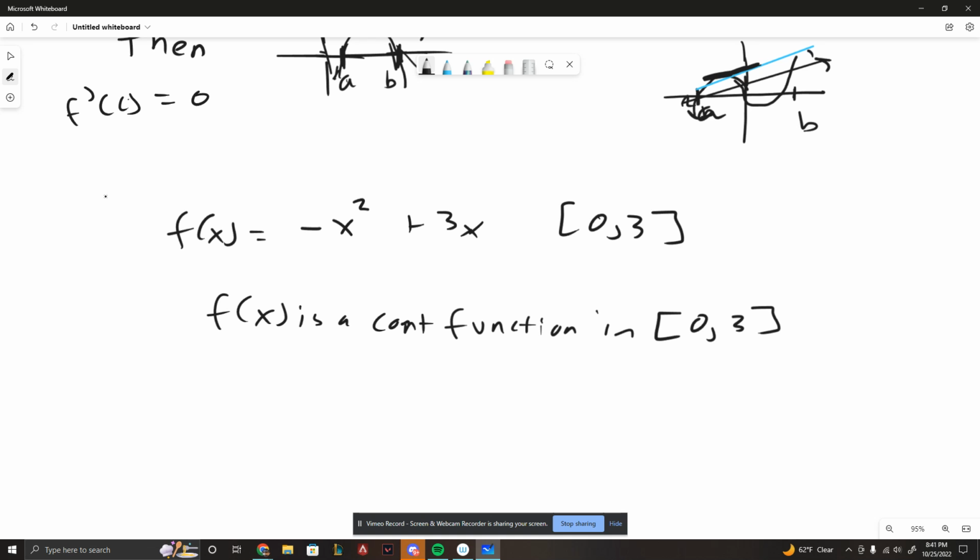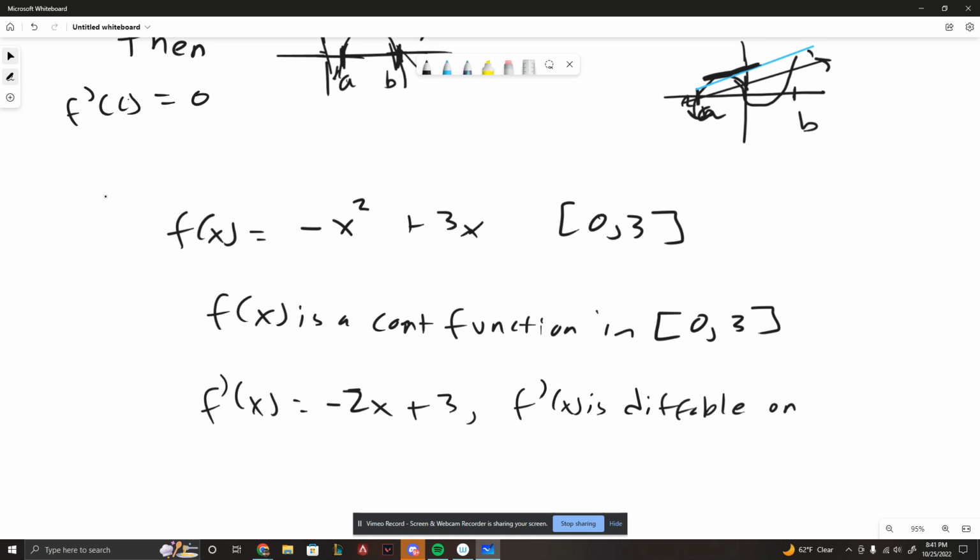We know that. And now let's figure out what the derivative of this function is so we can see, is it differentiable on the open interval of 0 to 3? So f prime of x is equal to negative 2x plus 3, which is a linear function, which means that it is also differentiable on this interval. So f prime of x is differentiable on the open interval of 0 to 3.